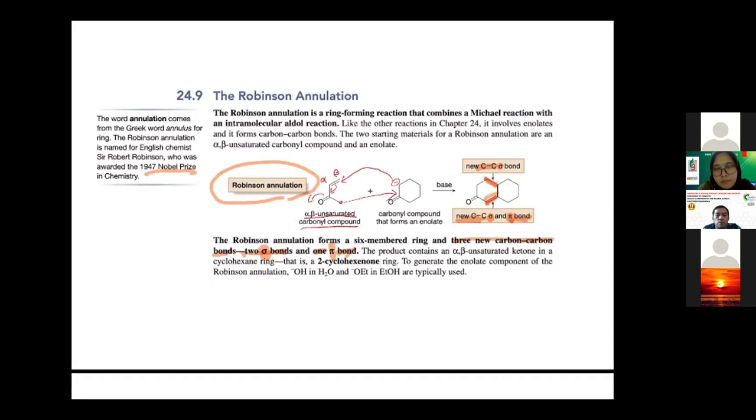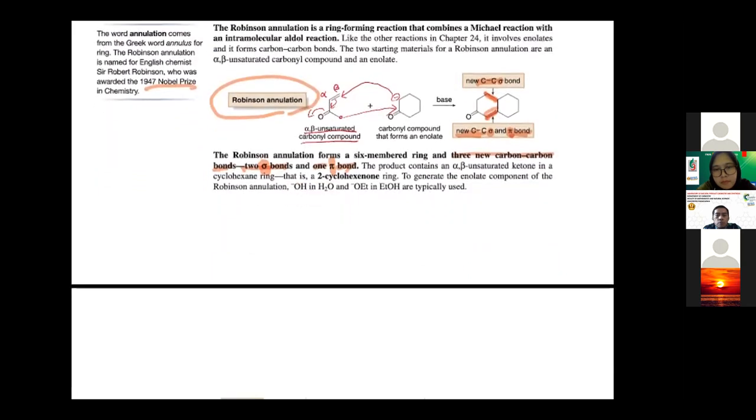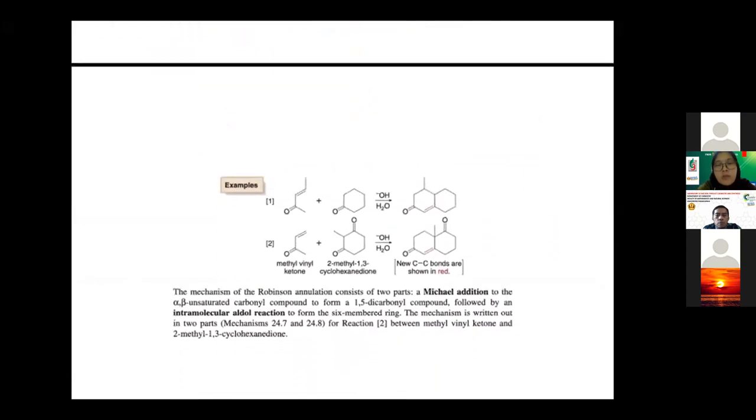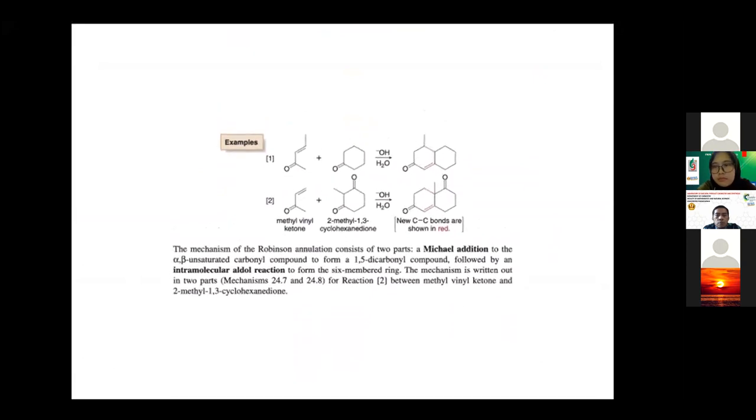Okay, this is the reaction that happens intramolecularly: Michael reaction, aldol reaction. Same basic idea as using here. Yes, this one is also an example.